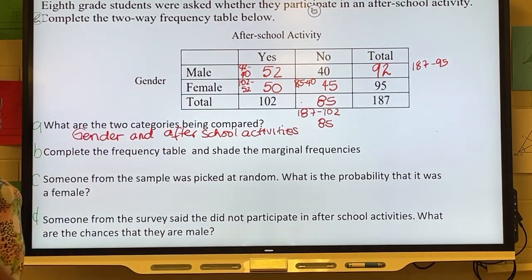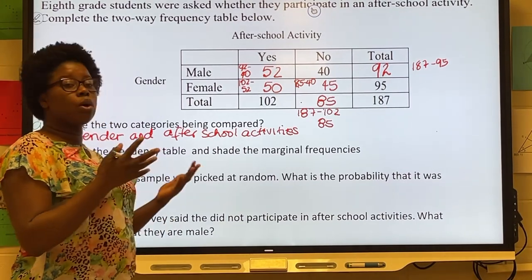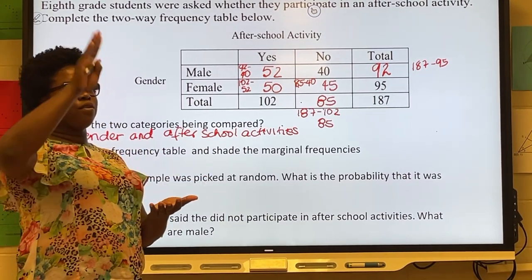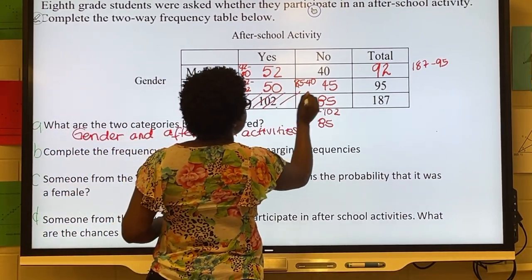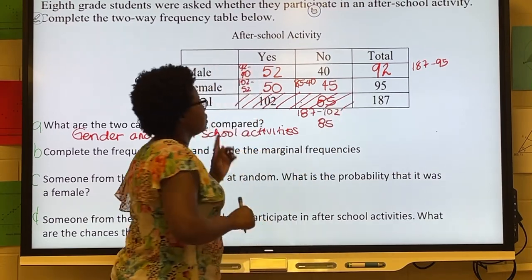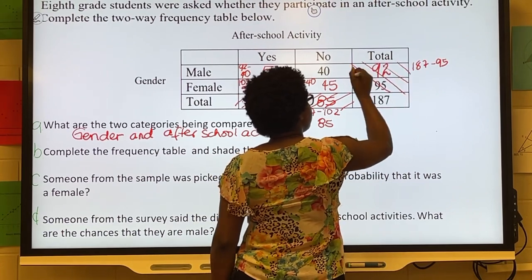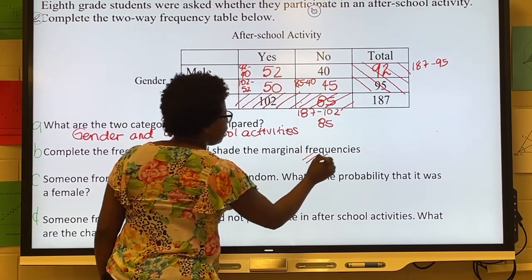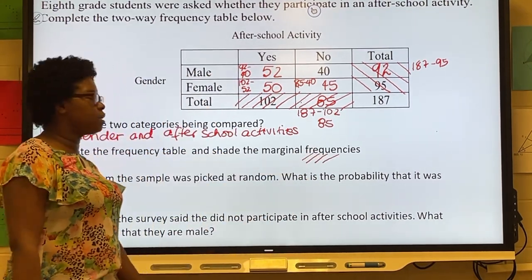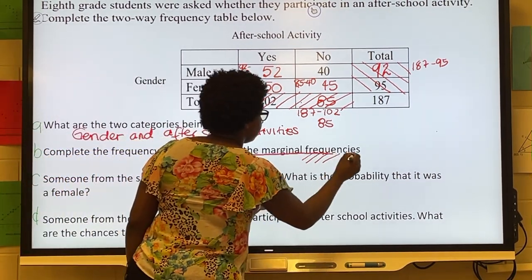The next question says you have to complete the table, we did it already, and shade the marginal frequencies. So remember, the marginal frequencies are the totals for the rows and the totals for the columns. So I'm going to shade the region for the total columns, which is right here. So that's the marginal, and the total for the rows, which is on that side. So I just shaded my marginal frequency. I'm going to leave a key so you know that that's where the marginal frequency is. Let's underline this as well.